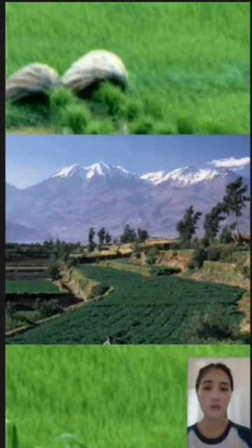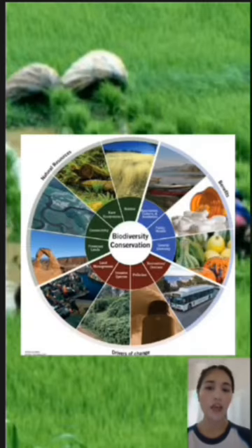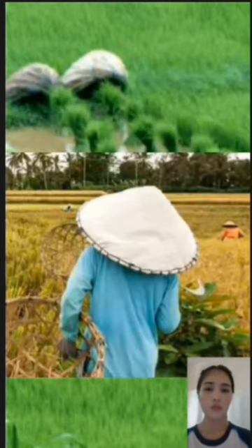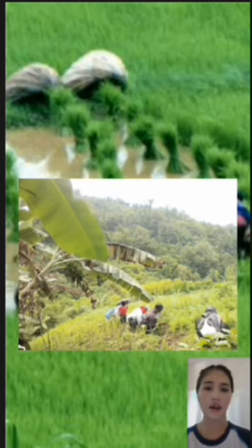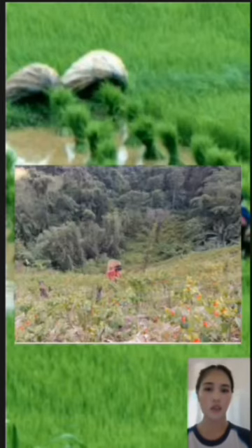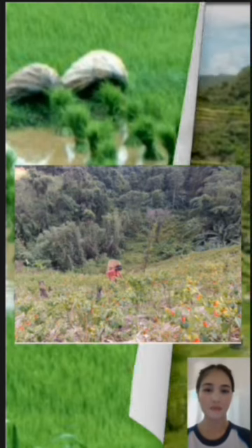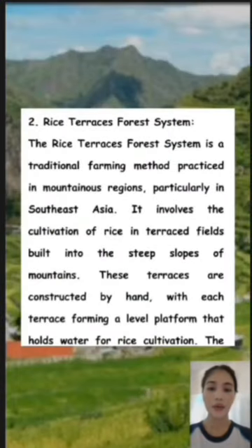Indigenous communities can maximize sunlight exposure and nutrient utilization in their fields. These methods allow for the cultivation of multiple crops simultaneously, promoting biodiversity and increasing crop yields. Indigenous communities have developed this system based on their deep understanding of local ecosystems and the interdependencies between different plant species. So, the second one is the rice terraces forest system.